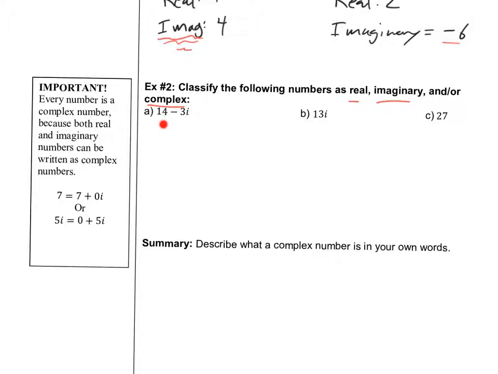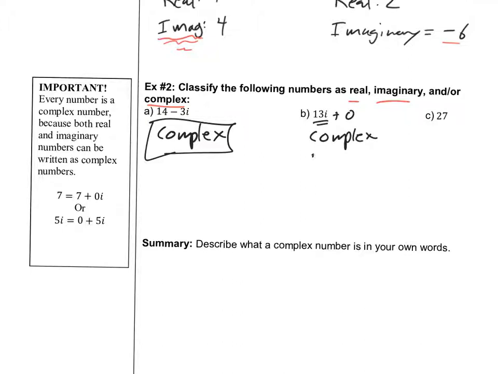So for this first one, it has a real and imaginary part. So obviously it is complex, as I said, that's always going to be an answer choice. But it's not real and it's not imaginary, so it's just complex. Boom. The next one, remember, you could write this as like 13i plus 0. So it's complex.